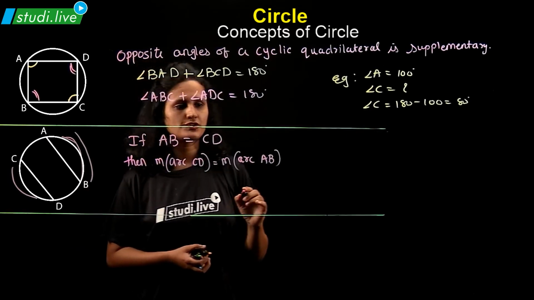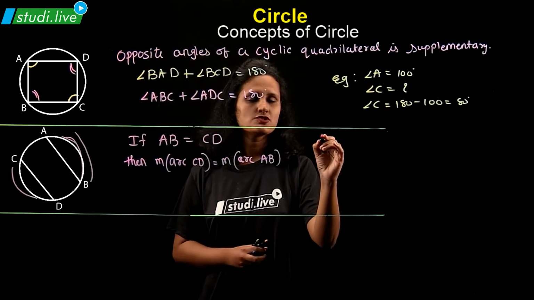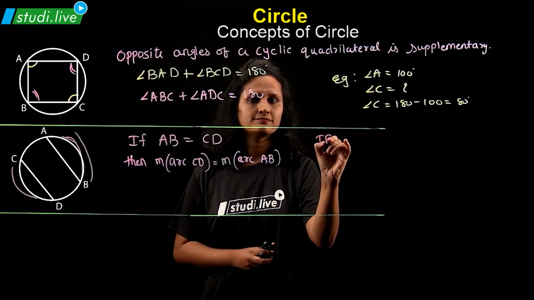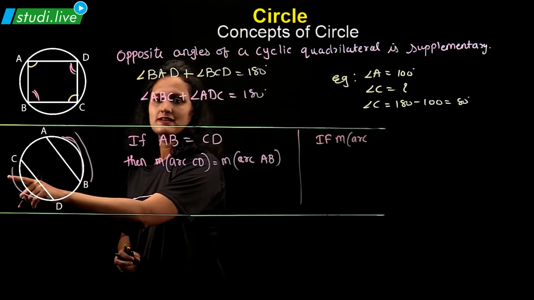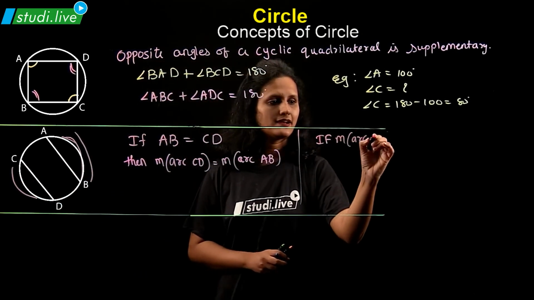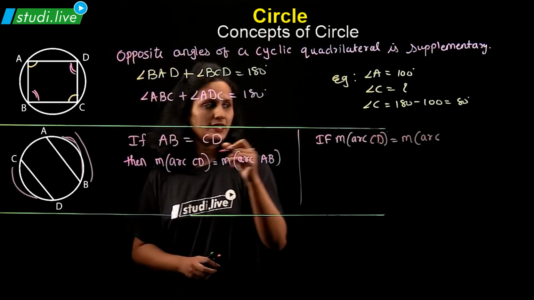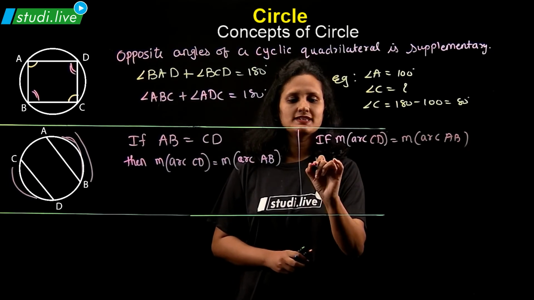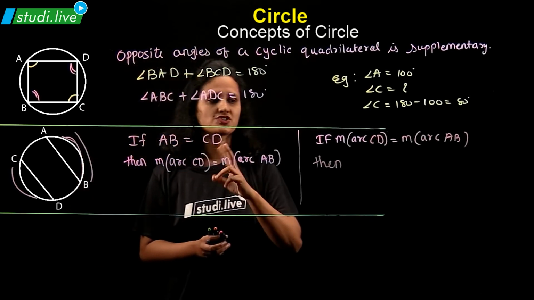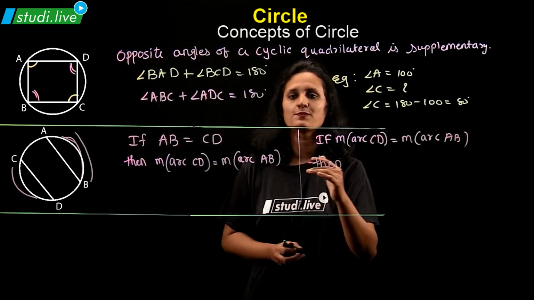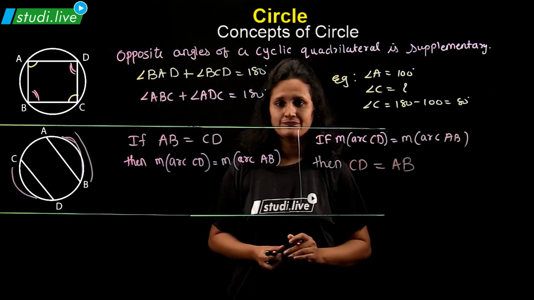Now its converse, student. If two arcs are equal, then their corresponding chords will be equal. So the converse: if the measure of arc CD is equal to the measure of arc AB, then we can say that their corresponding chords will be equal, means their measure will be equal. So arc CD, corresponding chord is CD equals AB.